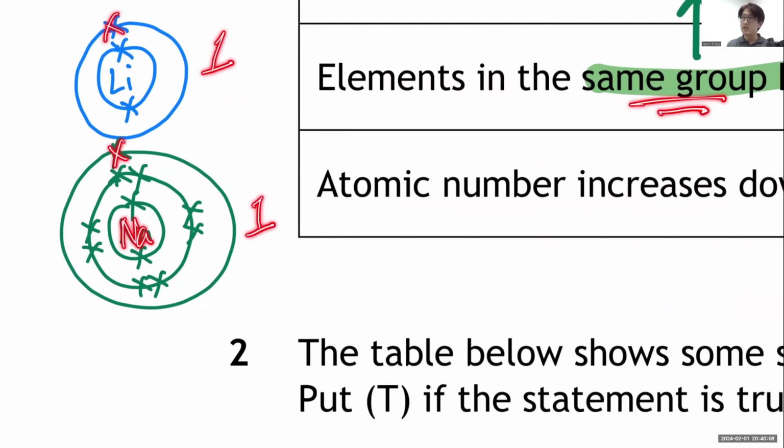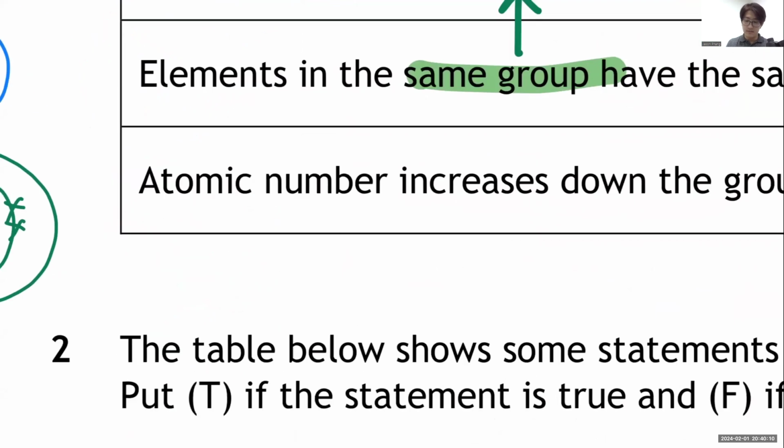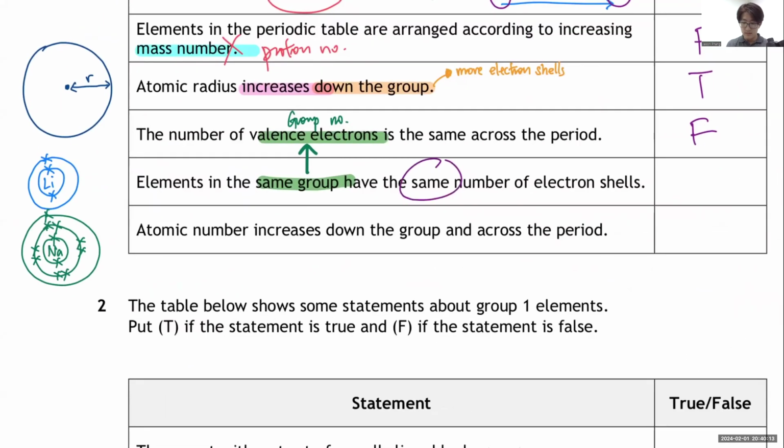Do they have the same number of shells? Same number of shells. Very good. So that's atomic number. Increase down the group, across the period. What is atomic number? Yes. Atomic number is proton number. Therefore, true.